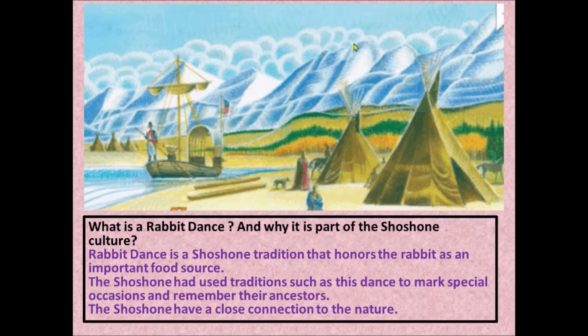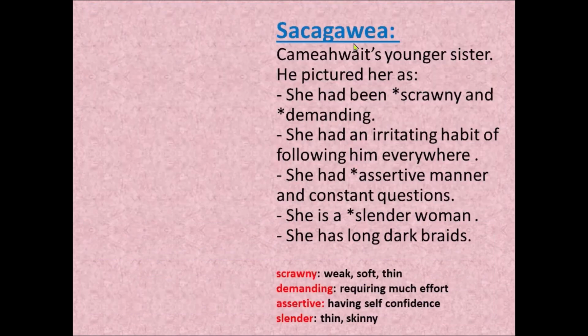Again, what is the rabbit dance and why is it part of the Shoshone culture? The rabbit dance is a Shoshone tradition that honors the rabbit as an important food source. The Shoshone had used traditions such as this dance to mark special occasions and remember their ancestors. The Shoshone have a close connection to nature.